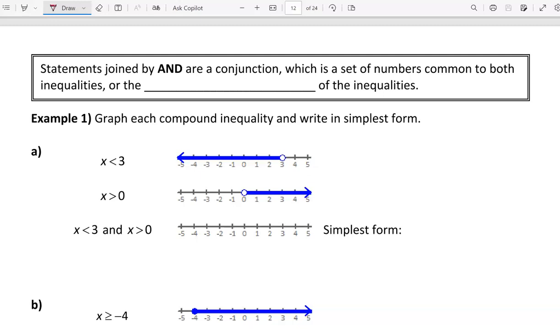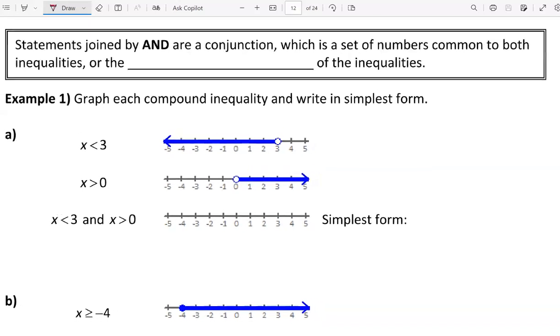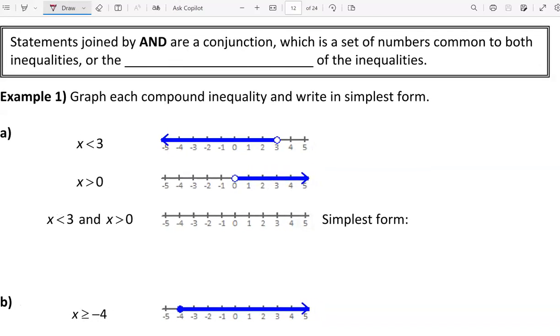This is the in-class portion of the 1C notes. We're going to start with statements joined by the word and, which are called a conjunction.